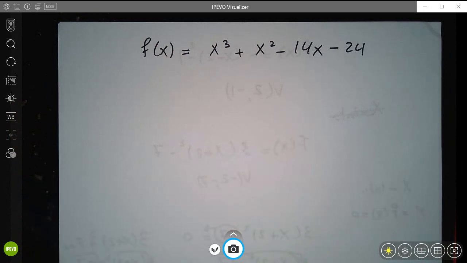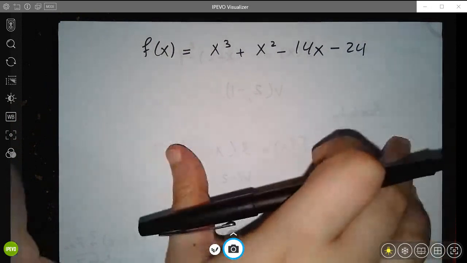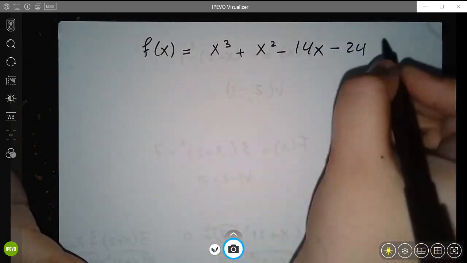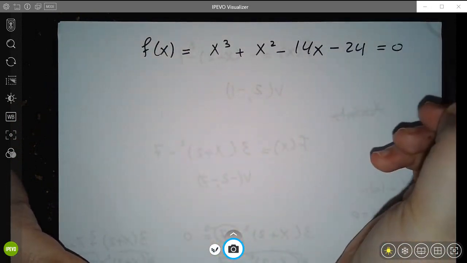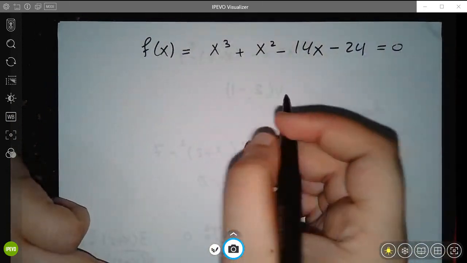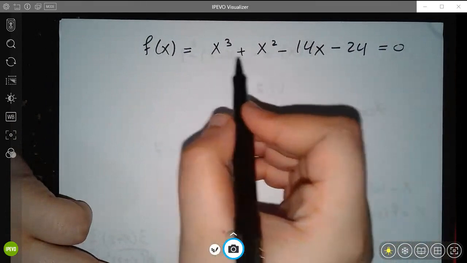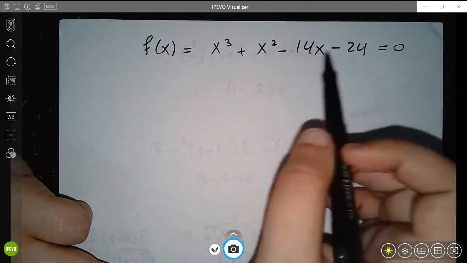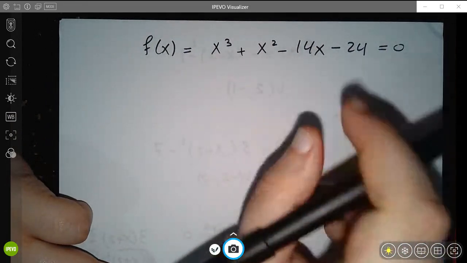So now back to the polynomial. This is a polynomial to the third degree. So you said you wanted me to factor it. Give you the zeros. So let's factor. Now to factor, you actually have to set it equal to 0. Okay? So let's do that. Now, you have x cubed, x squared, negative 14x, and minus 24.